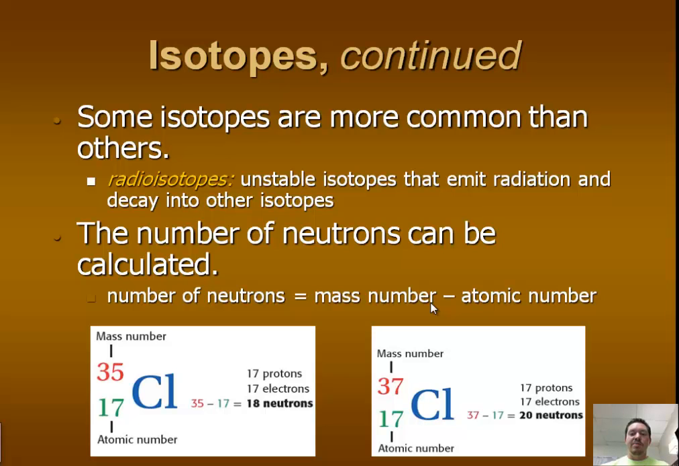An isotope of chlorine is chlorine 37. Same number of protons, or same atomic number. So 37 minus 17 gives me 20 neutrons.